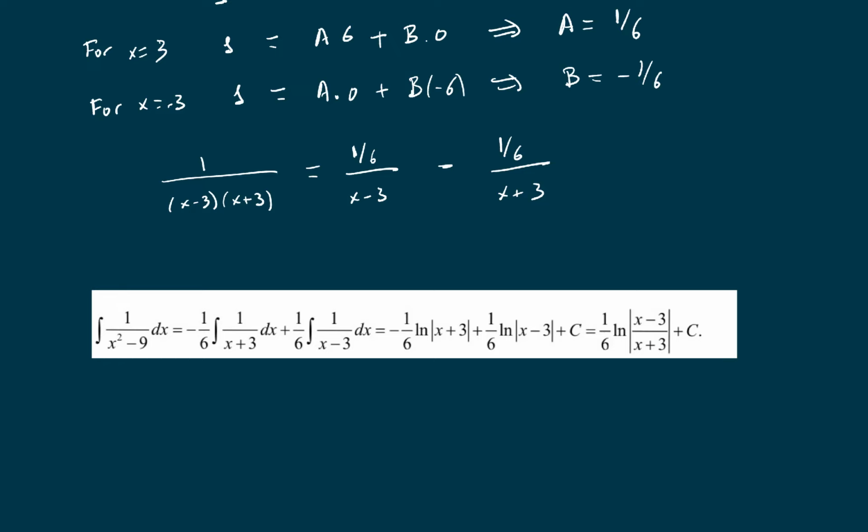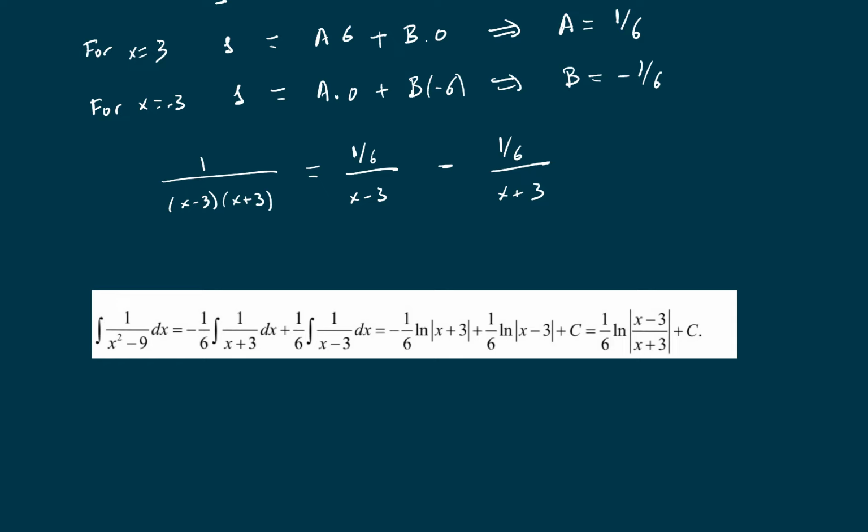So the method of using partial fractions to solve the integral is to decompose one function into the sum of two functions whose sum will be the original function.